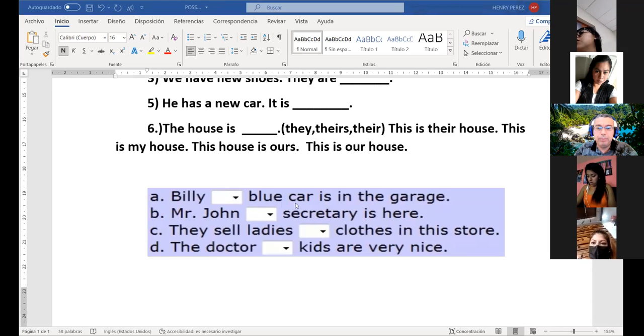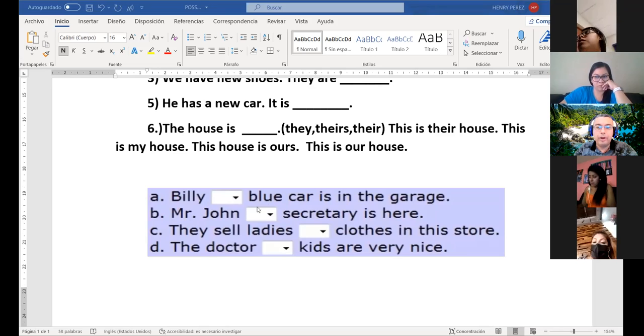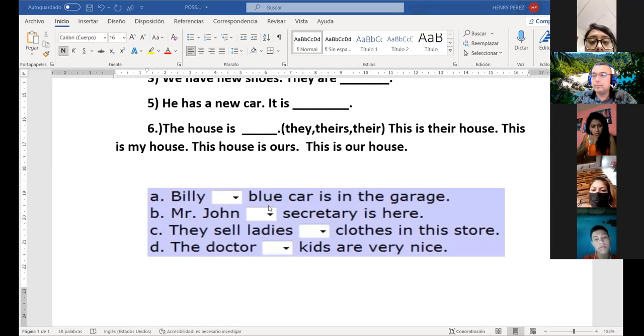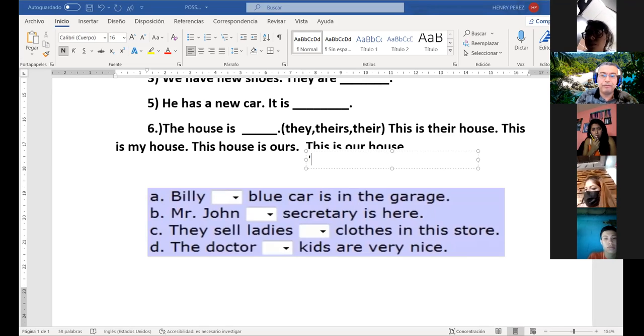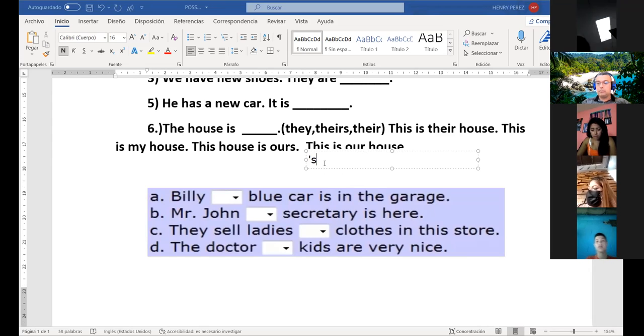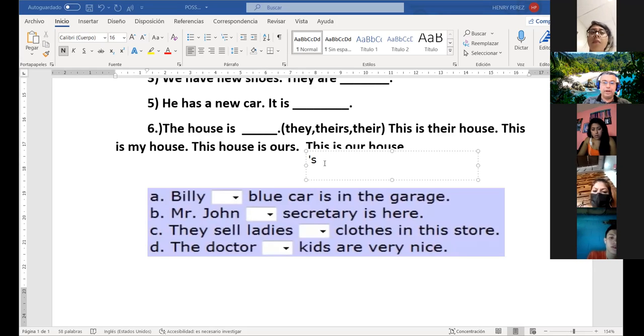Billy, y luego dice, blue car is in the garage. Remember, here we're talking about possessive with names, the Saxon genitive. So, how would you say this sentence? My blue car is in the... Remember, we're talking about the other types of possessive where you put the apostrophe S. Billy's blue car. Very good. Continue. Billy's blue car is in the garage. Y ya pueden ver lo demás ahí.